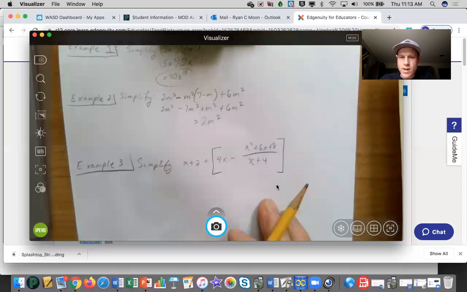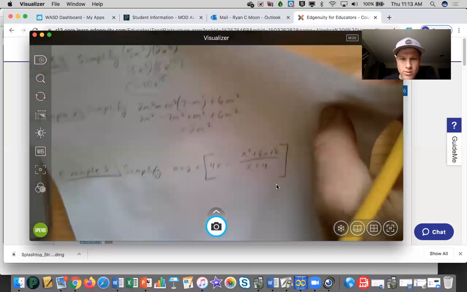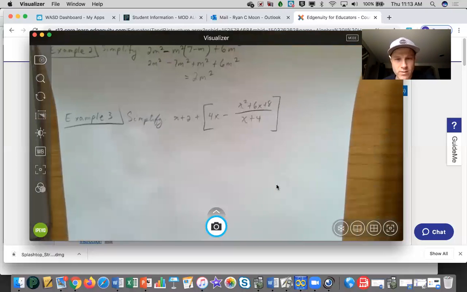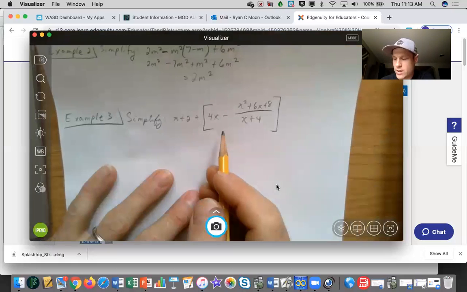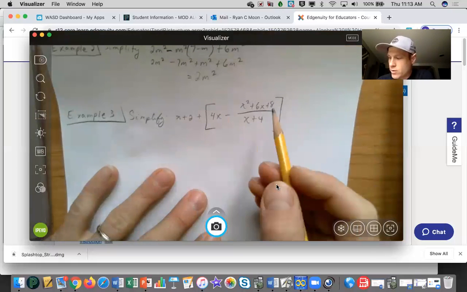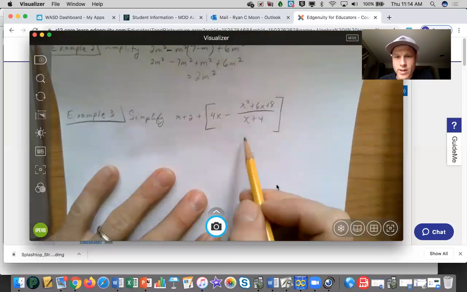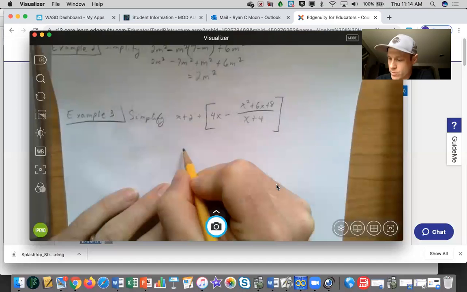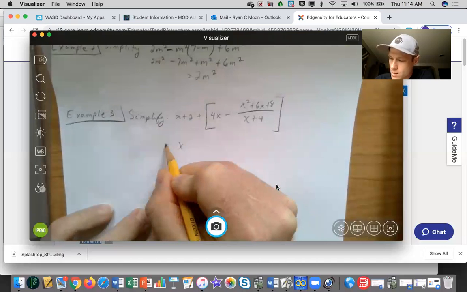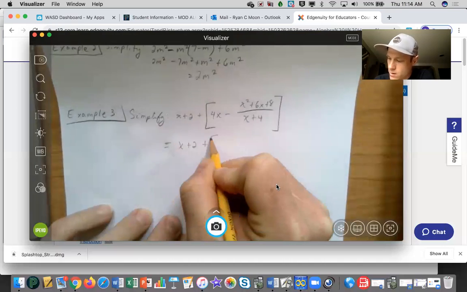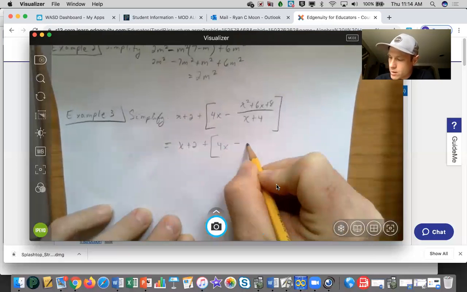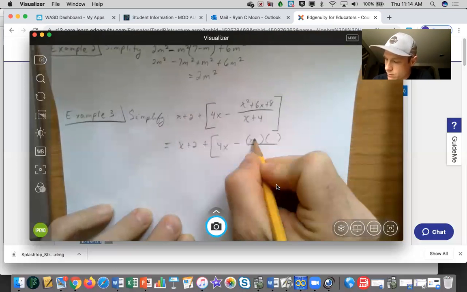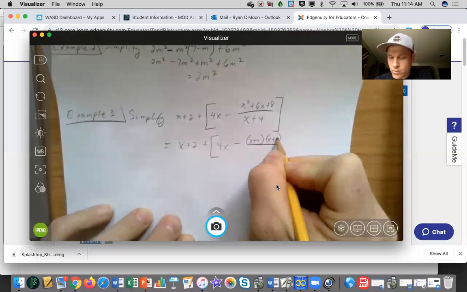For example 3 here, we're doing a combination of adding, subtracting, and this time, instead of multiplication, we have division. So we're going to look at the inside of the brackets first. We're going to try and simplify this division problem here. And the first thing that sticks out to me is that's factorable. So I'm going to rewrite and factor the x squared plus 6x plus 8 to an x plus 4 and an x plus 2.